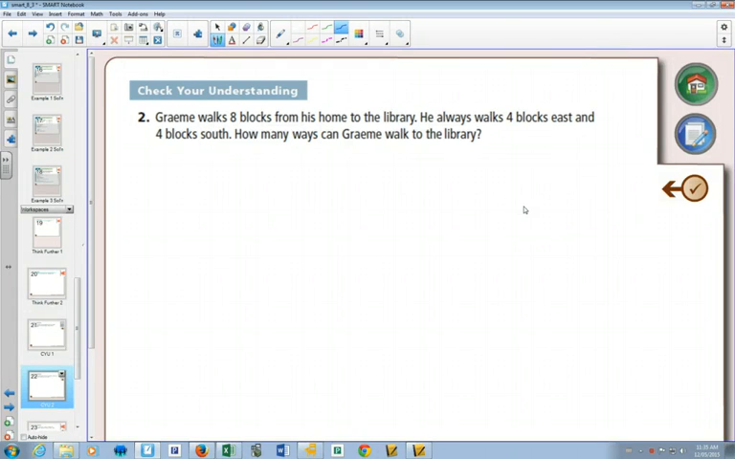Graham walks 8 blocks from his home to the library. He always walks 4 blocks east and 4 blocks south. So we've got to set this up.